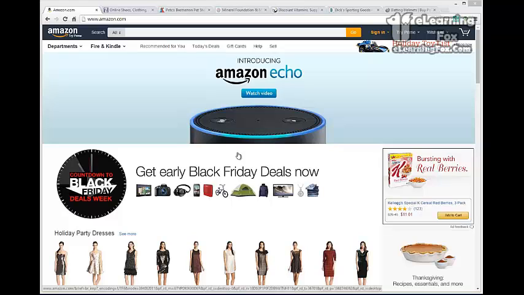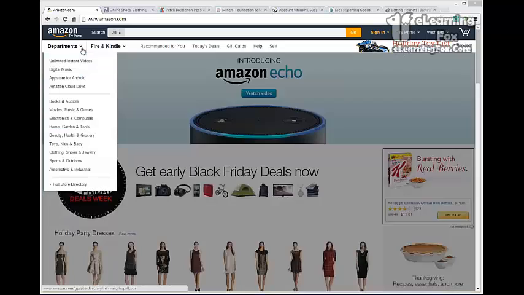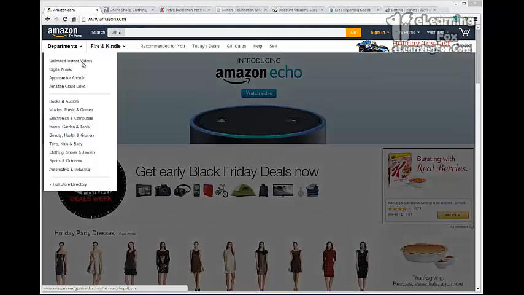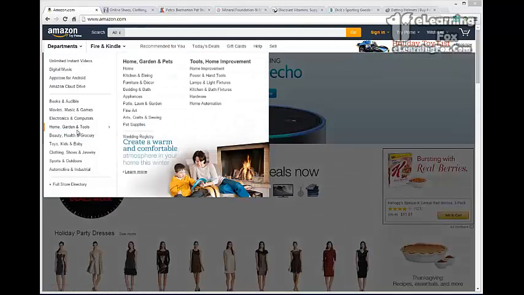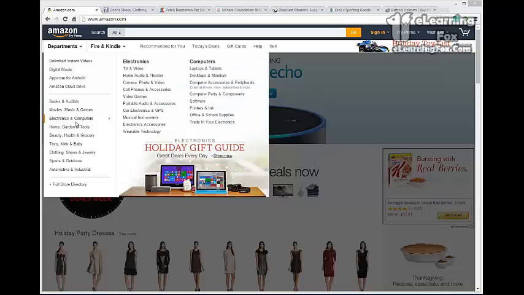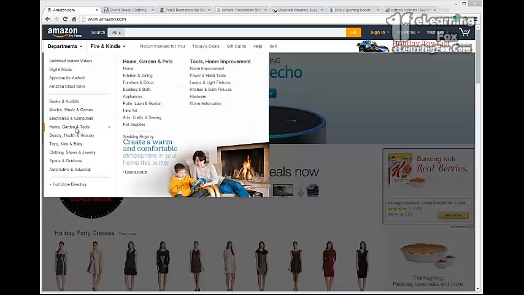One of the best places to go is to the leaders in e-commerce, and that's Amazon. I would look through their categories to come up with some great ideas as to what kind of products people want, what kind of products you could be selling. So I would go over here to Amazon and look under their categories. They've got everything: movies, music, and games, electronics and computers, home and garden.